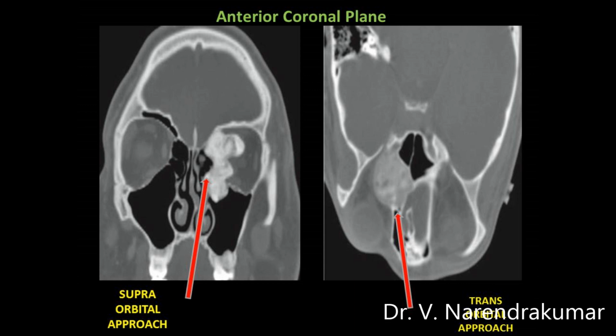The next is anterior coronal plane. The first one is a supraorbital approach, planning to remove the fibroosseous tumor of the left orbit. Next is the transorbital approach, planning to remove the tumor in the left orbit which is causing optic nerve compression.